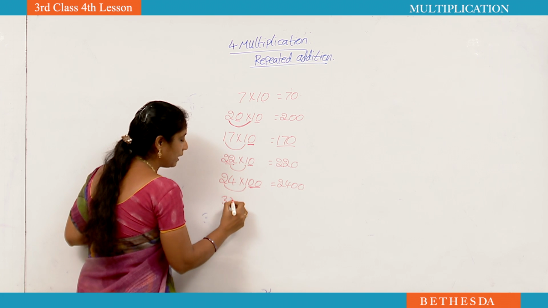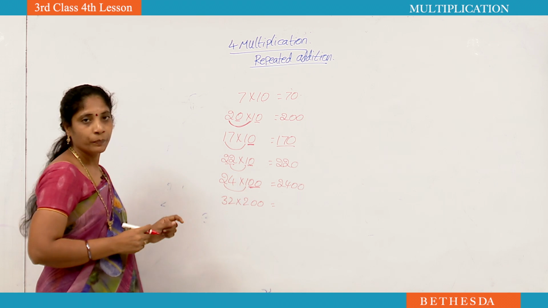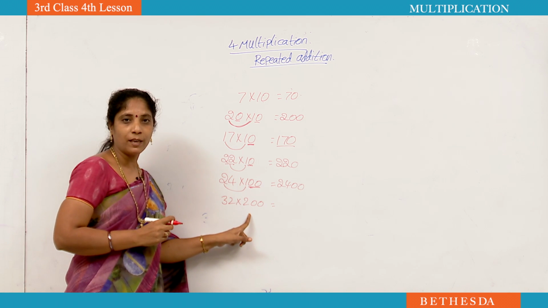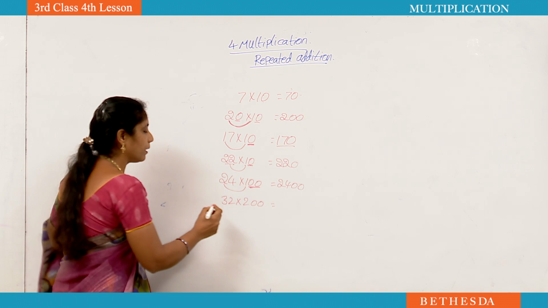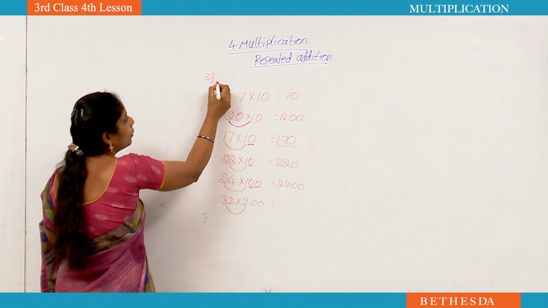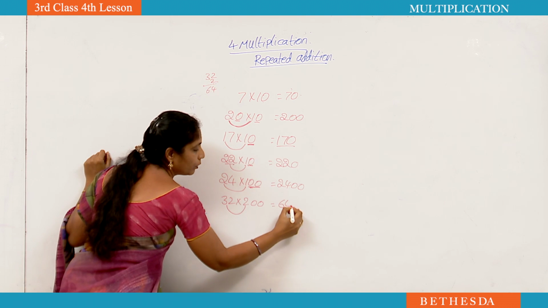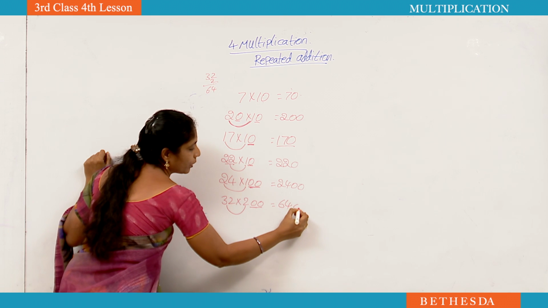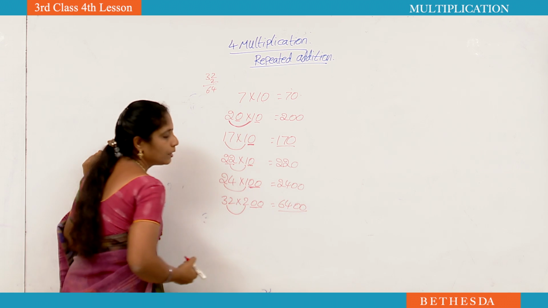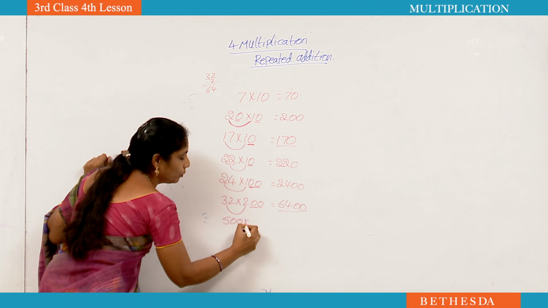If you want to multiply any number with 200, then what is the answer? For this also no need to do multiplication. By seeing only we can say. See here, 32 into 2. 2 2s are 4, 3 2s are 6. 64 we have to write and 2 zeros we have to write. Now what is the answer? 6400. Now 500 into 200.